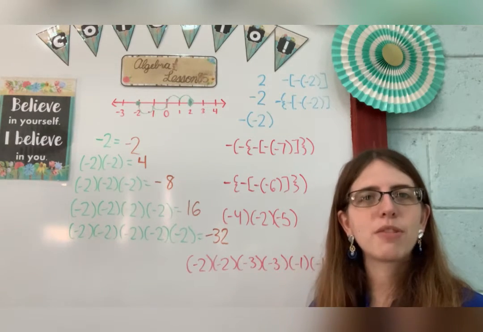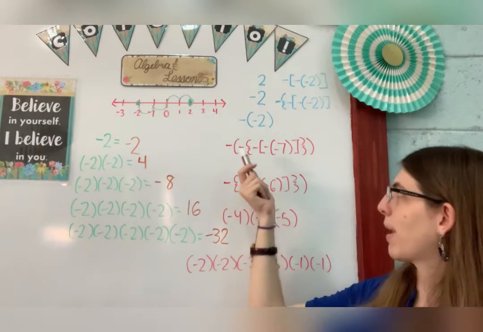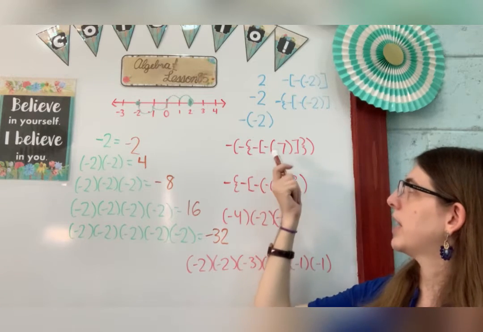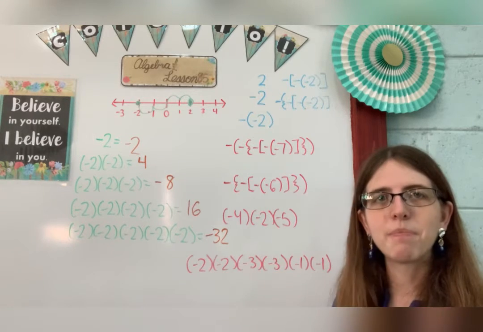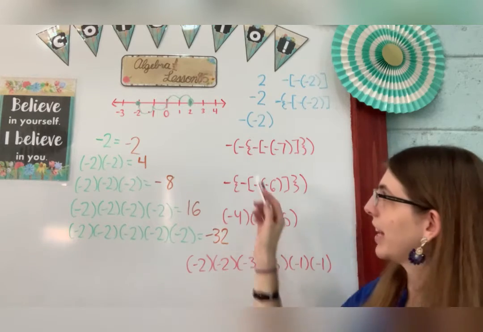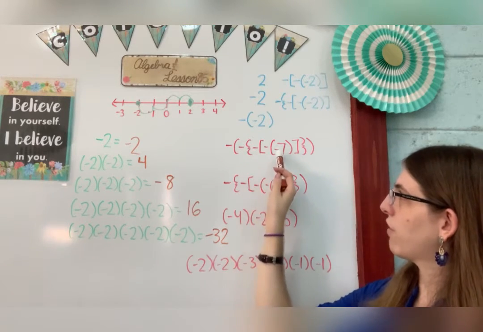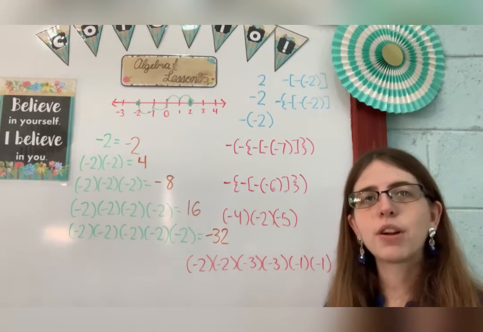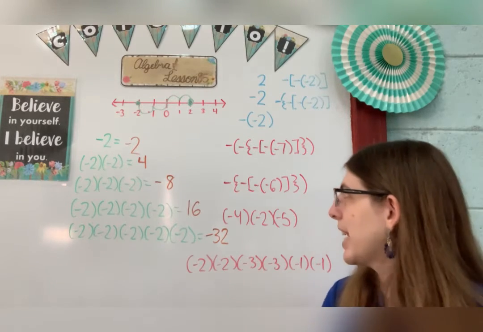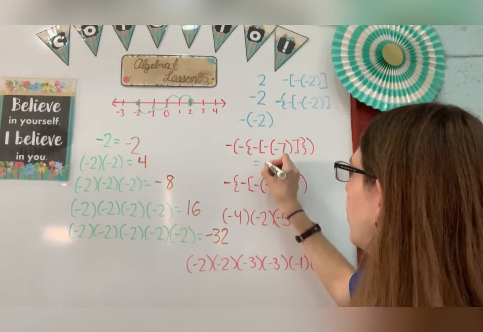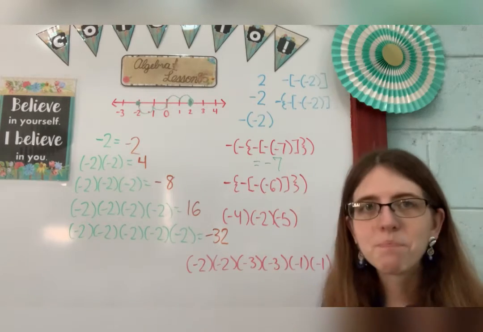So using that information, I can simplify something like this, where I have the opposite of the opposite of the opposite of the opposite of the opposite of 7. Just count up your negative signs. 1, 2, 3, 4, 5. I have an odd number of negative signs. So this means that this is equal to -7.